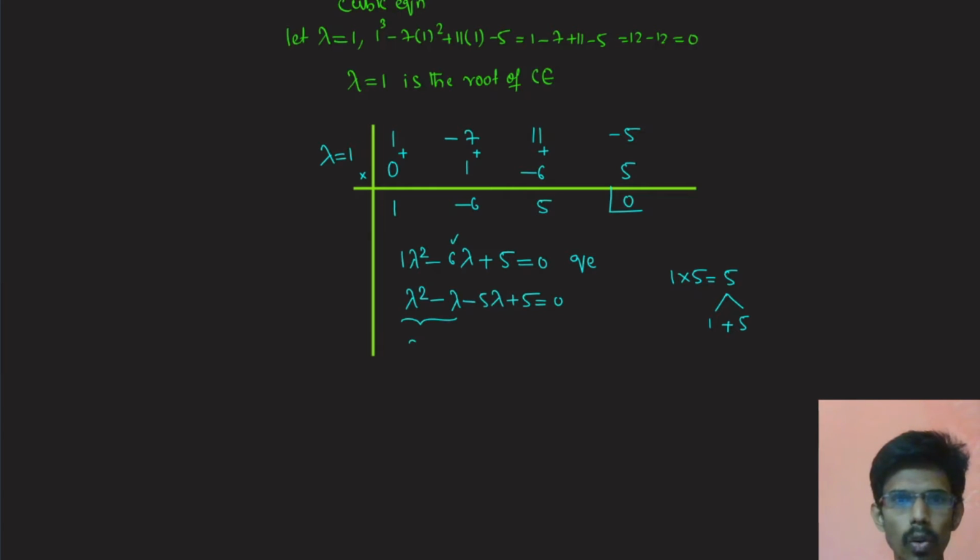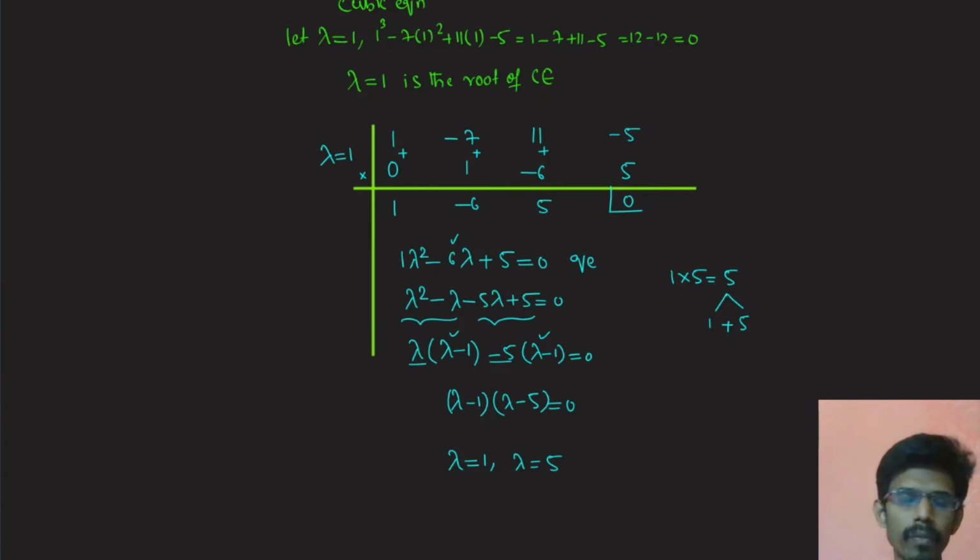Take lambda common from the first two terms, then we have lambda minus 1. Now take common minus 5 from the other two terms, we have lambda minus 1. Now take the lambda minus 1 factor common, then we are left with lambda minus 5. That will be equal to 0. Equate these two factors to 0. I'll get lambda equal to 1, lambda equal to 5.